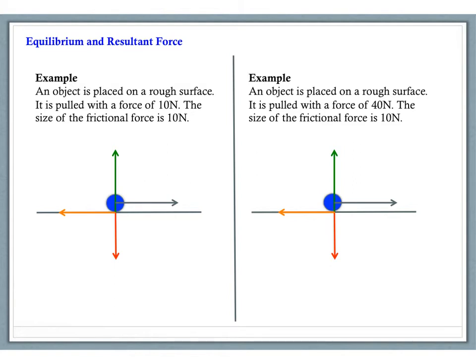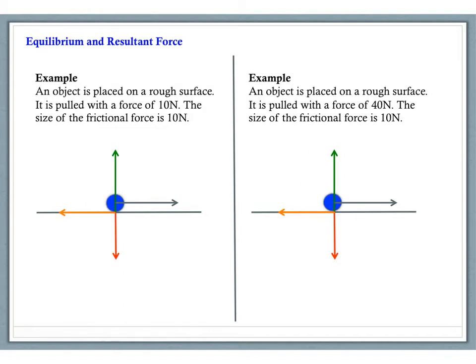So let's talk about equilibrium and resultant force in a little bit more detail. We have two very similar examples. The first example, an object is placed on a rough surface. It is pulled with a force of 10 newtons and the size of the frictional force is also 10 newtons.